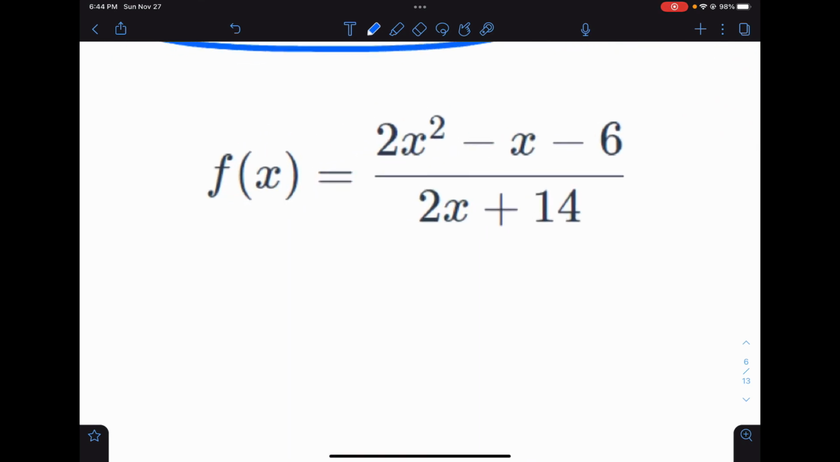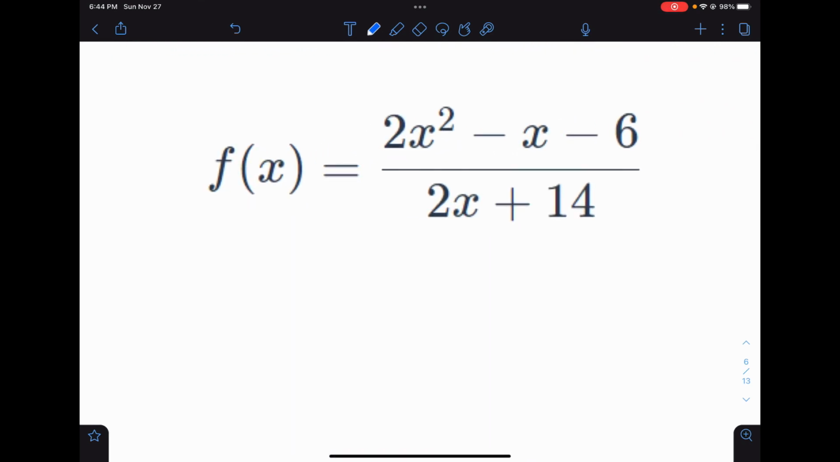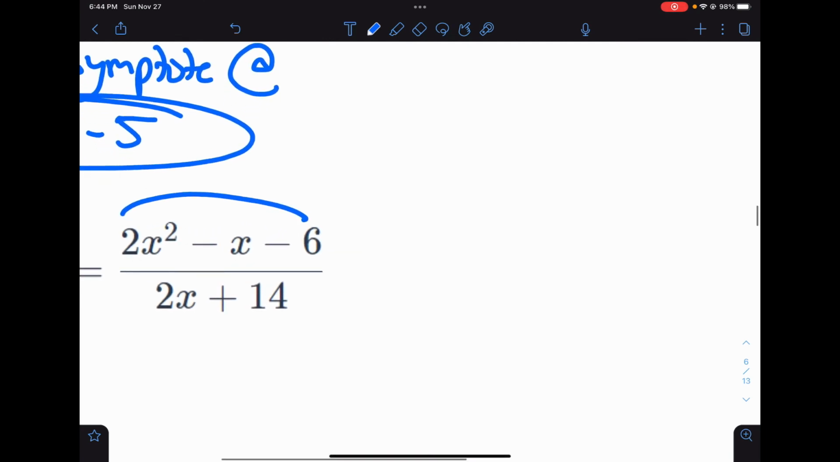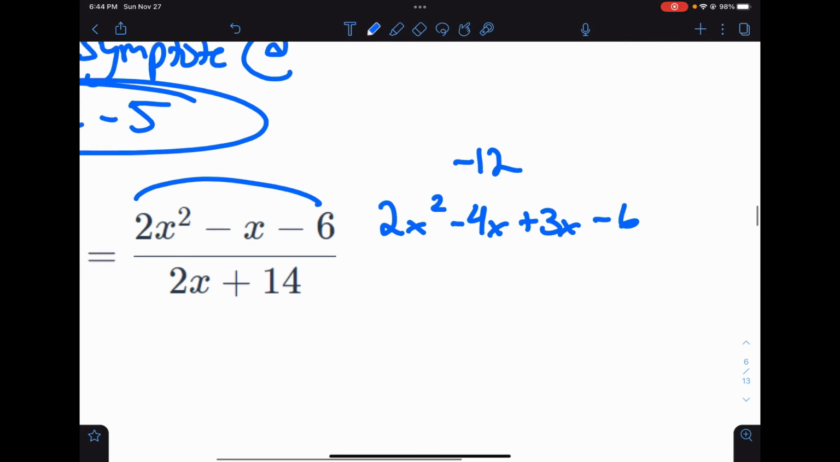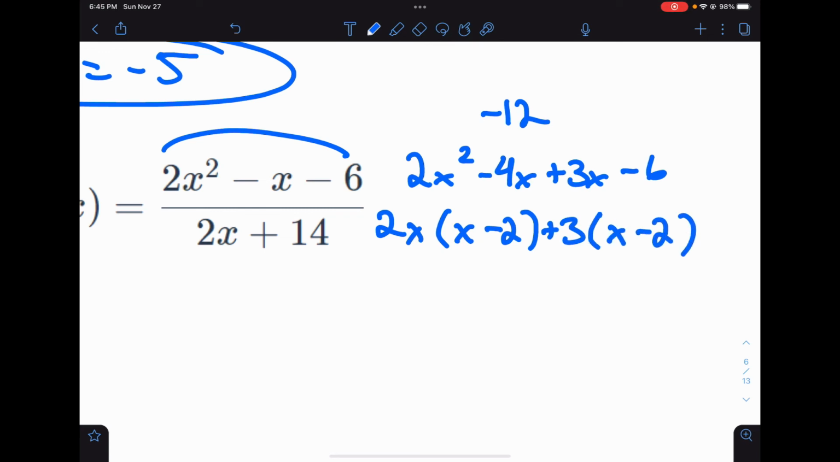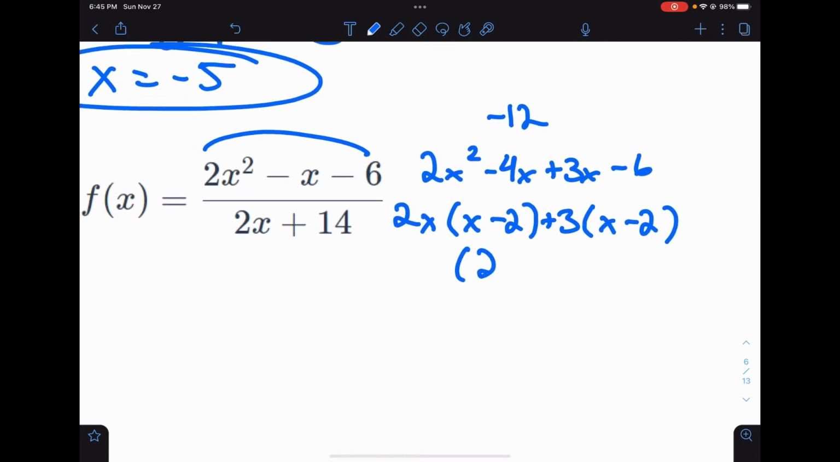All right, let's try the next one. Again, we have to factor our numerator here. Unfortunately, there's no GCF, so we got to do AC factoring here. So we get a -12. So we're going to do 2x squared, and let's do minus 4x plus 3x minus 6. All right. So we're going to take a 2 out, and we're going to take an x out as well. And we get x minus 2. And then we can take a 3 out, and we get x minus 2. So we're going to have on top there 2x plus 3 times x minus 2.